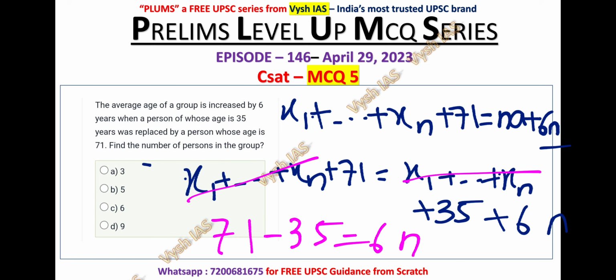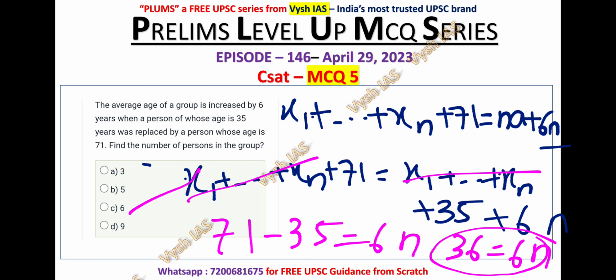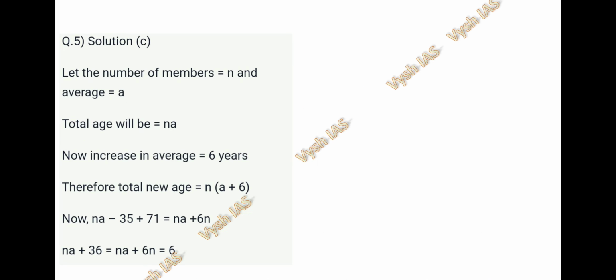So 71 minus 35 is nothing but 36. 36 is equal to 6n. If you solve this equation, 36 by 6 is 6. So the n value is 6. That is, option C is the correct answer for question number 5.